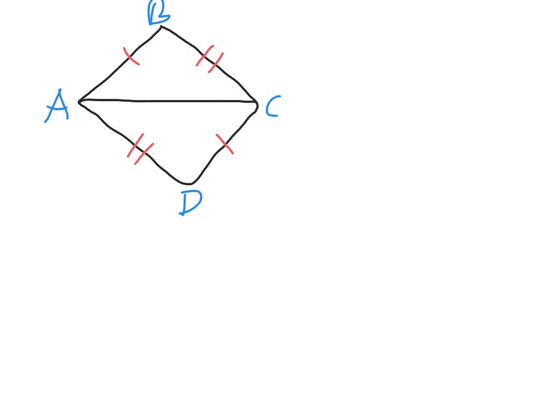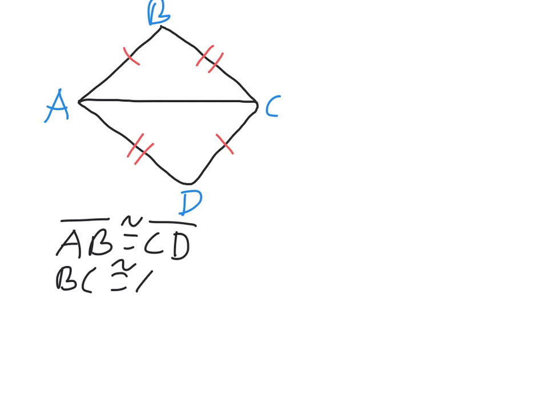So notice I didn't mark any specific angles congruent. You'll be able to figure those out on your own though. But since I marked the sides congruent, let's mark those ones first. So we know, because they each have one mark, that side AB is congruent to side CD. And because they have two marks, side BC is congruent to side AD.